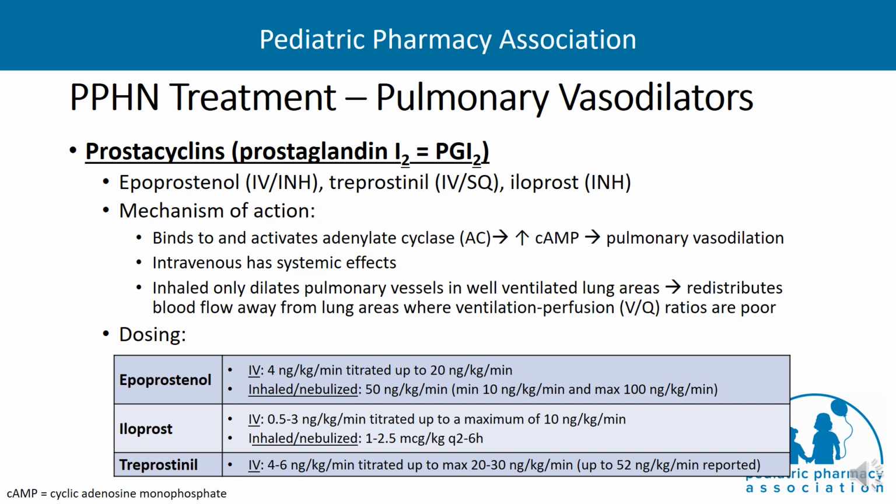Additionally, there are 2 case reports described in preterm neonates with PPHN who had early onset sepsis and were refractory to iNO. In these preterm neonates, they received IV treprostinil at 5 nanograms per kilo per minute, titrated up to a max of 20, and both patients demonstrated significant improvement with no systemic side effects. So definitely some variable dosing there.